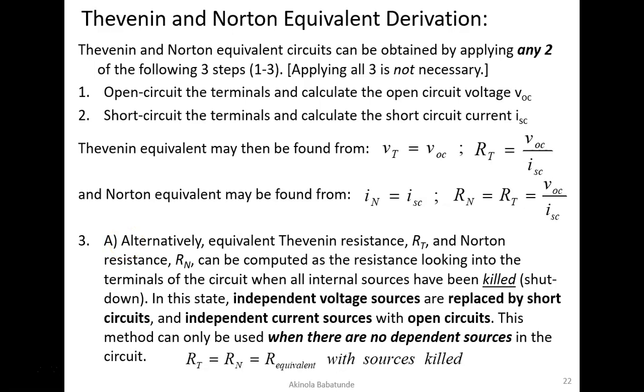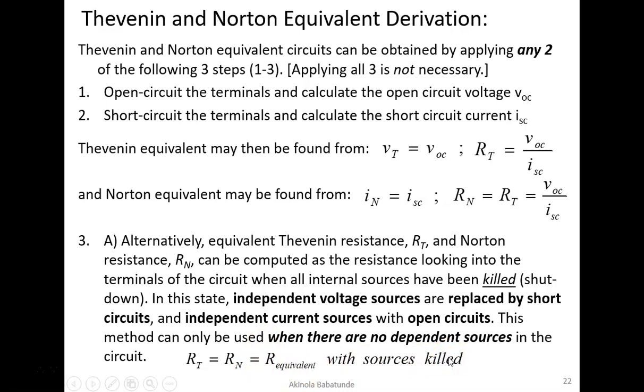In this particular state, independent voltage sources are replaced with short circuits and independent current sources are replaced with open circuits. This method can only be used when there are no dependent sources in the circuit. So our RT would be equal to Rn and will be equal to R equivalent with sources killed.